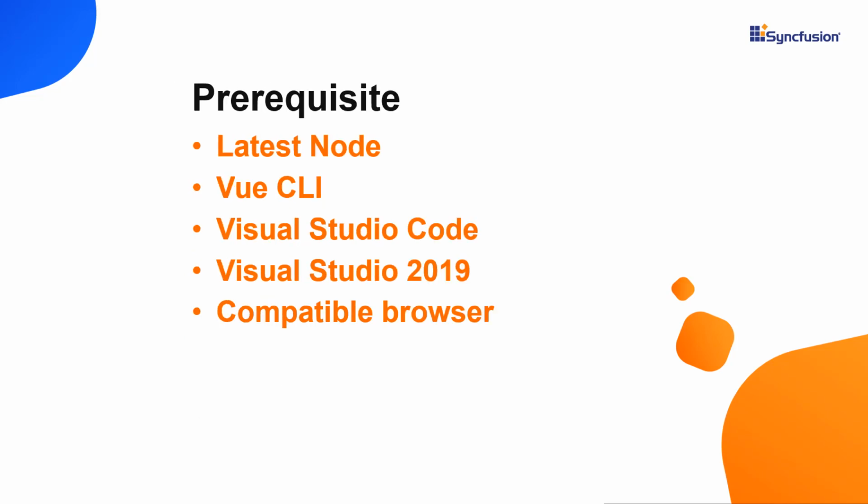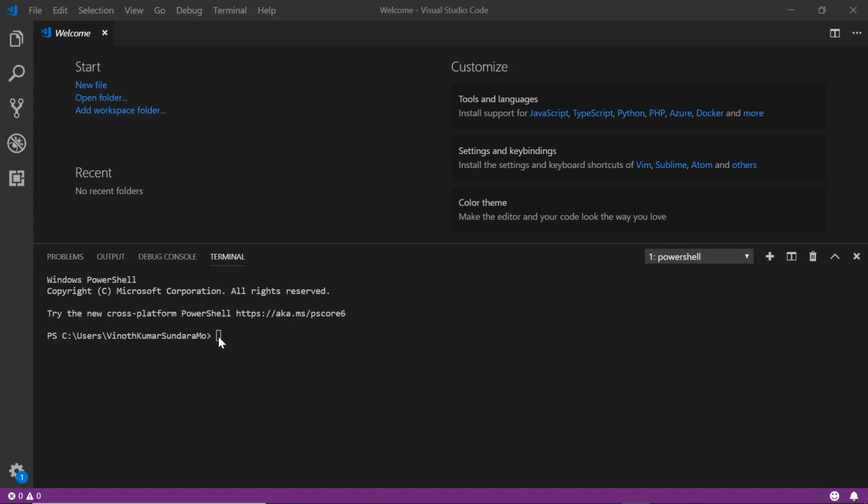Before moving on to the application creation process, make sure you have these things installed in your machine: Vue CLI, Visual Studio Code, Visual Studio 2019, and a compatible browser. Let's move on to the application creation process. I'm going to use ASP.NET Core as backend to save grid data and perform CRUD operations with Vue as a client app. First, I will open an empty project in Visual Studio Code.